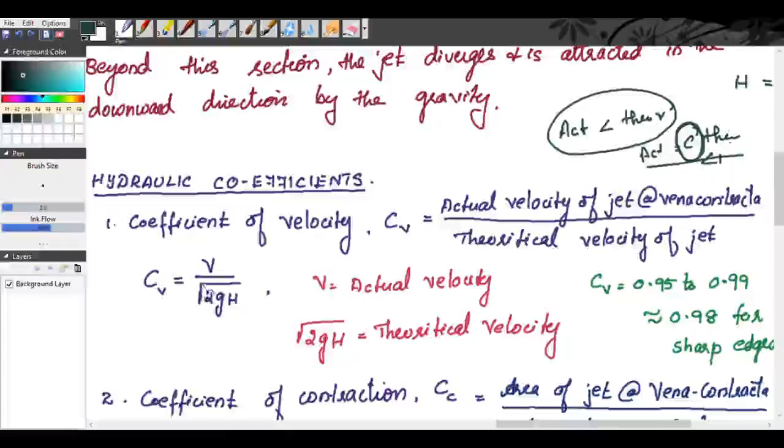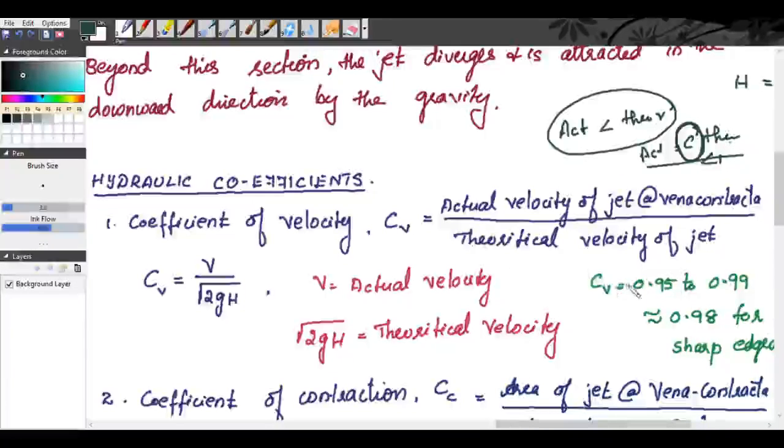So Cv is equal to, see, actual velocity is taken as V, and the theoretical velocity we have determined as root of 2GH. So Cv is equal to V by root of 2GH, where V is the actual velocity and root of 2GH is the theoretical velocity. And this value of Cv, I told you, is always less than 1. Cv, Cc or Cd, coefficient of velocity, coefficient of contraction, and coefficient of discharge, are always less than 1.